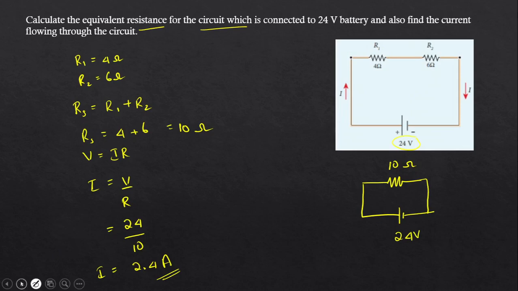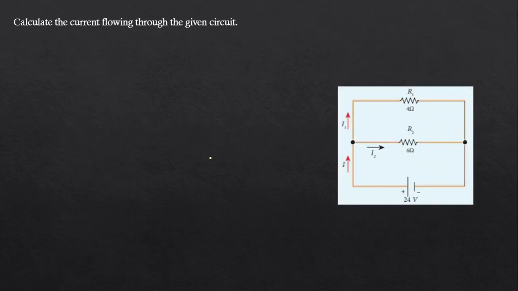We'll take the next question. So in this question we have to calculate the current flowing through the given circuit. Here we have two resistors which are connected parallel to the battery. If I want to reduce this to a circuit containing only one resistor, I have to find what is the total resistance offered by both of these.